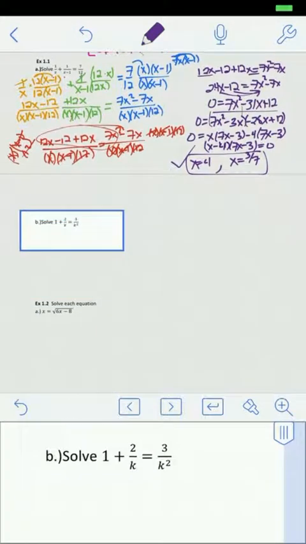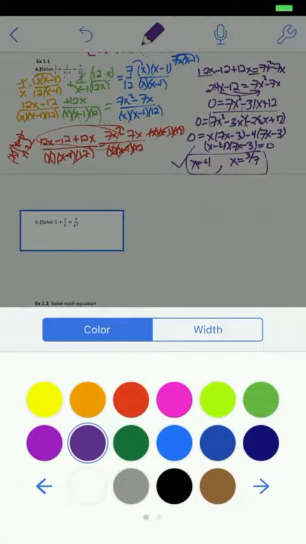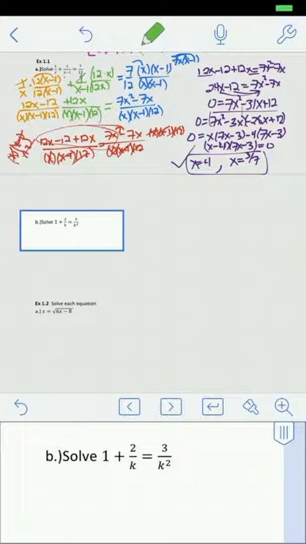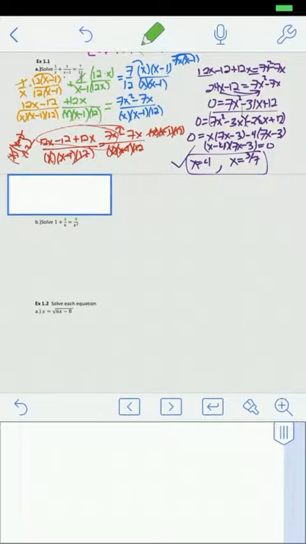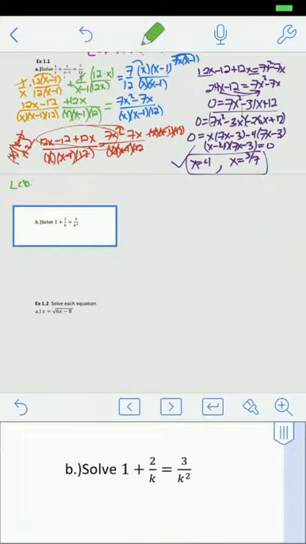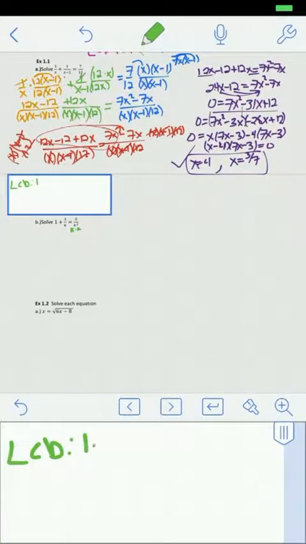Let's do another one. So here I have 1 plus 2 over k equals 3 over k squared. So my LCD here, I want to be careful, because this is k times k, right? So really my LCD is 1 times k times k.